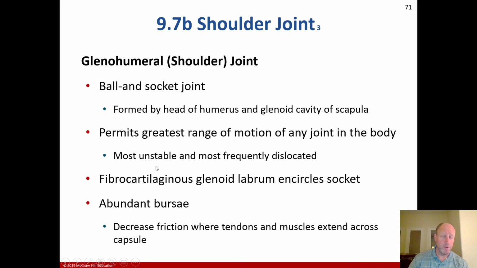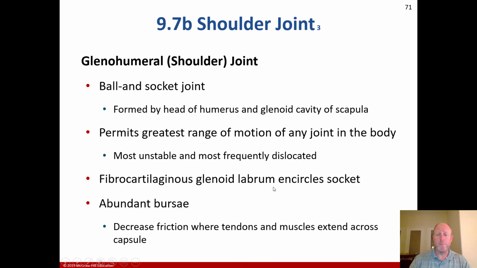It's the most unstable, though. The more mobile, the less stable. And it's the most frequently dislocated. And also, a lot of injuries occur here. The more mobile something is, a lot of injuries tend to occur there from not having proper stability, proper strengthening on top of the mobility. Got to have a balance of both.